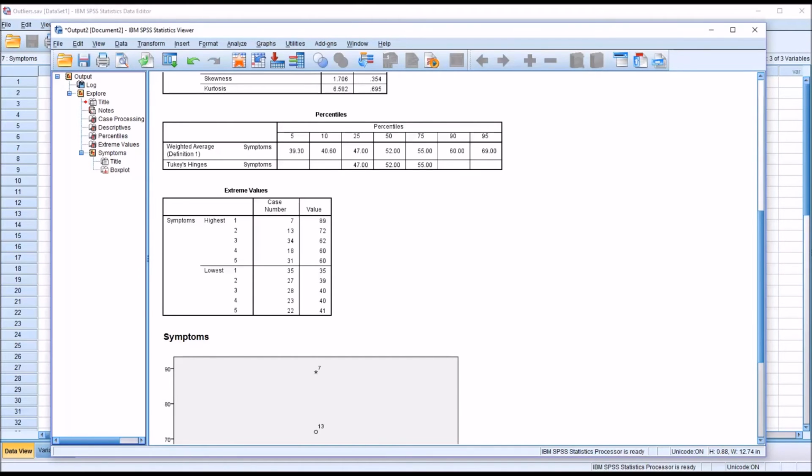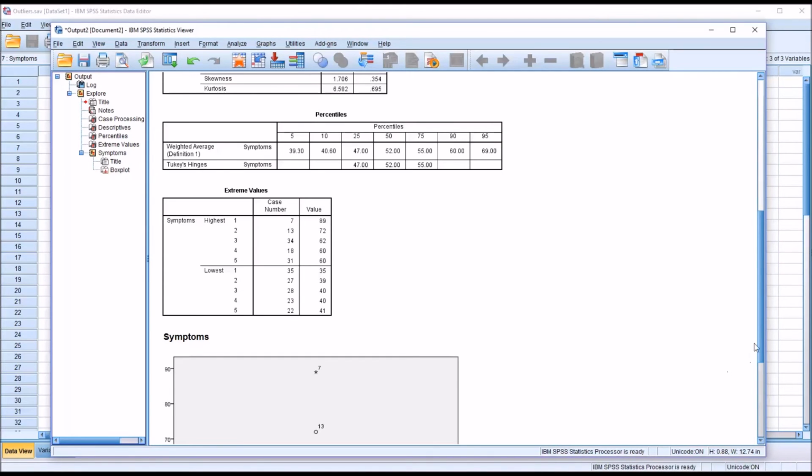Instead of multiplying the interquartile range by 1.5, which gave us 12, we multiply the interquartile range by 3, which gives us 24. And again, that value of 24 is added to the 75th percentile, which would give us 79, and it's subtracted from the 25th percentile, which gives us 23. So a value would have to be below 23 or above 79 to be considered an extreme outlier.